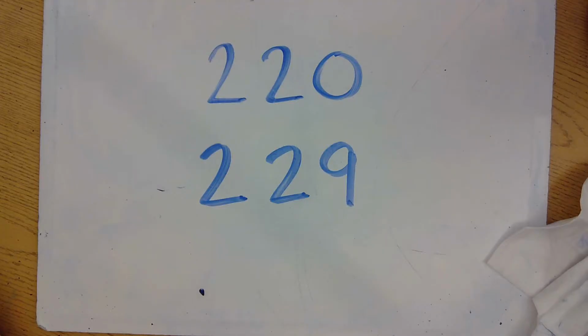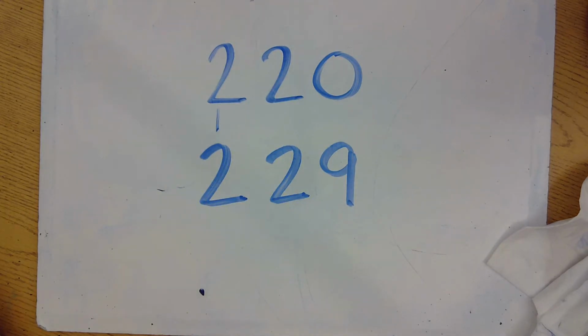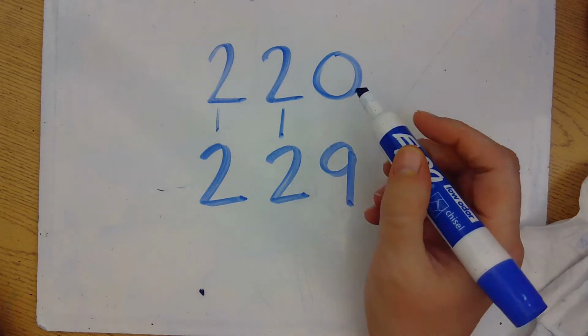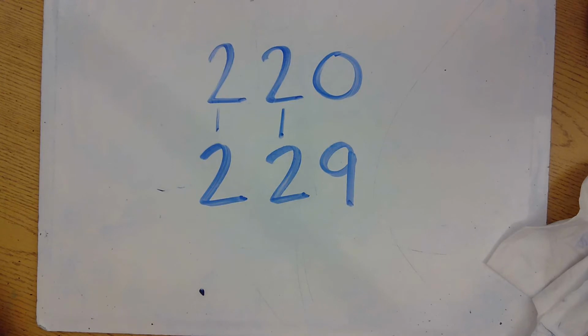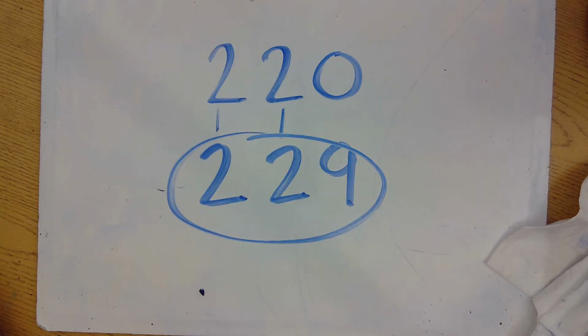Another thing that we can do to compare both of these numbers is to align the digits starting on the left. So for example, the hundreds digits are the same. The tens digits are the same. And then when we compare these last two, I know that 0 is less than 9. So again, 229 would be the larger number. So you can actually compare these numbers a few different ways.